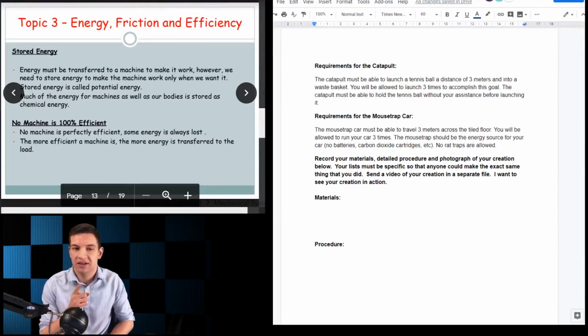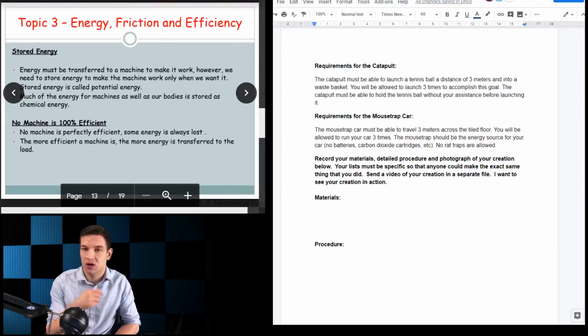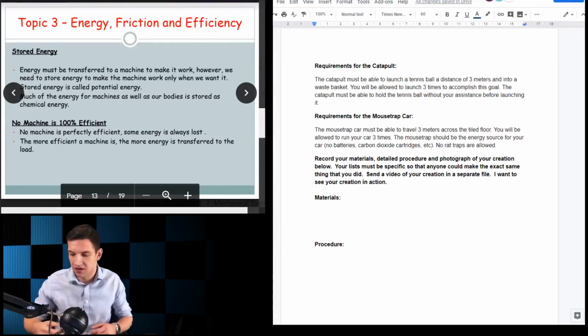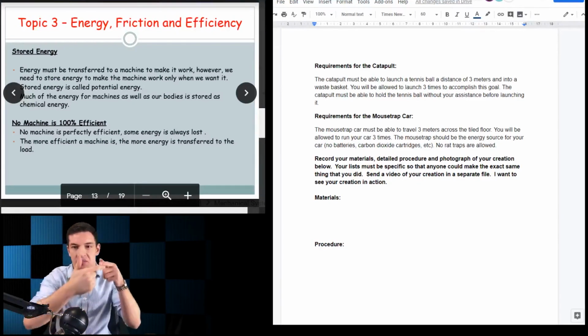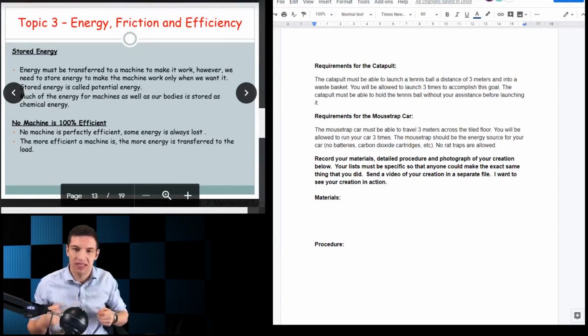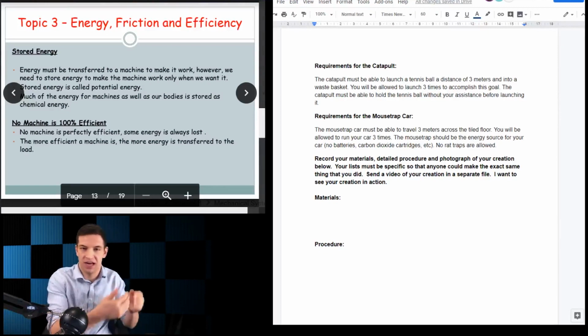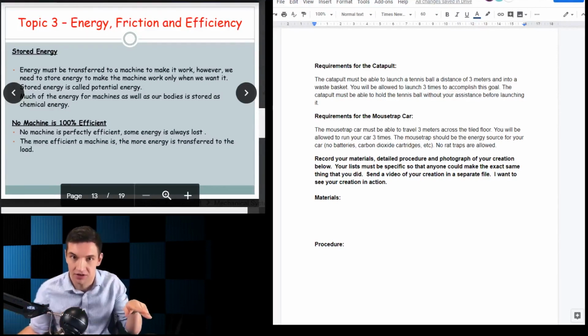Another thing here is the catapult itself must be able to hold the tennis ball by itself without you touching it when it starts. So it's not like where you can hold it down and then release it yourself. You have to make something that holds it for you, or makes it sit perfectly, so when you release the catapult, it shoots by itself. You can't just hold it. You can't touch it before it launches. That's a no-no. Okay?